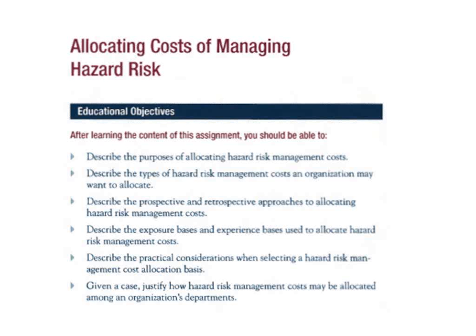So as far as the objectives that we're going to be covering for tonight, the first one: describe the purpose of allocating hazard risk management costs. When we talk about hazard risk management costs, we're really talking about those things that are involved with the insurance coverage aspect of it. Describe the types of hazard risk management costs an organization may want to allocate. Describe the prospective and retrospective approaches to allocating hazard costs. Describe the exposure bases and experience bases used to allocate hazard risk management costs. Then some practical considerations when selecting risk management cost allocation bases. And finally, given a case study, justify how hazard risk management costs may be allocated among the organization's departments.